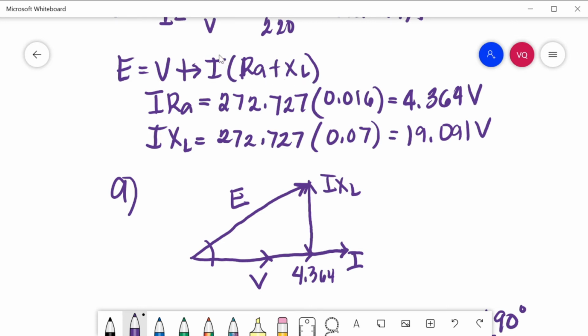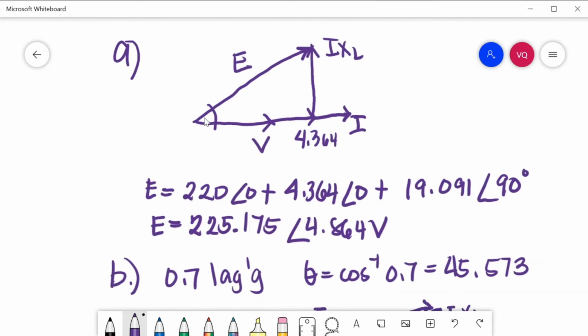The current is the same. IRA drop is 272.727 times 0.016, equal to 4.364 volts. For IXL, 272.727 multiplied by 0.07 equals 19.091 volts.